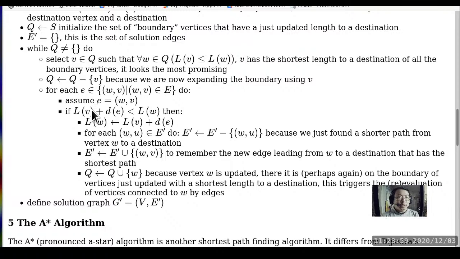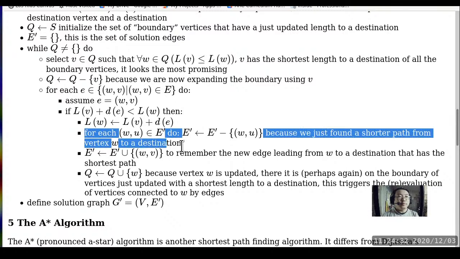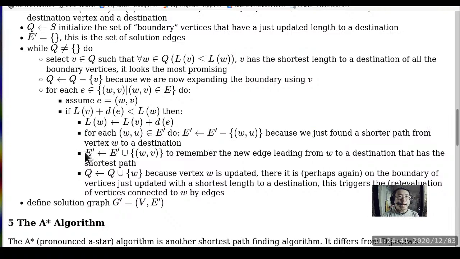So if I do indeed find a shorter path going through V to get to a destination, then the first thing I do is update L of W, because I just found a shorter path that has a length of L of V plus the distance of the edge. The edge that we are talking about is going from W to V. And then we take the old edge out of E prime. So we remove every edge from W to any vertex out of E prime, which is the solution graph, the solution edges, and then we add it back to E prime. But we are not adding just any edge starting from W into E prime. We're adding that specific edge that goes from W to V into E prime. And then we also add W to the set Q, because now W has a shorter path to go to a destination.